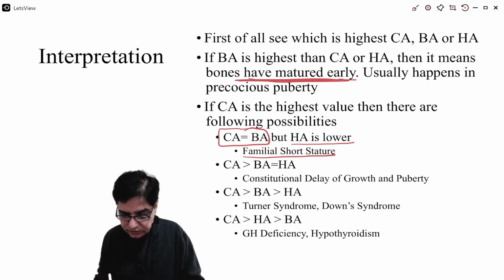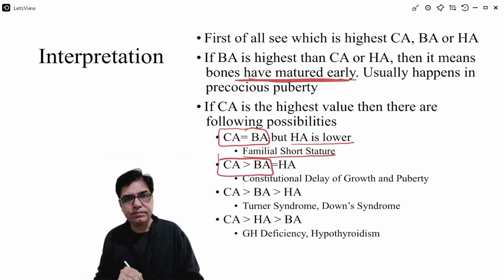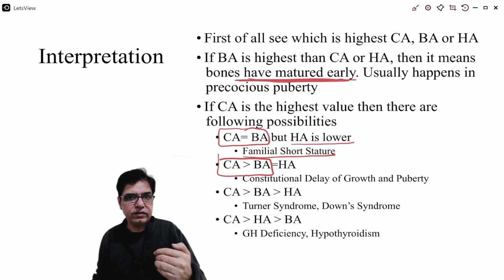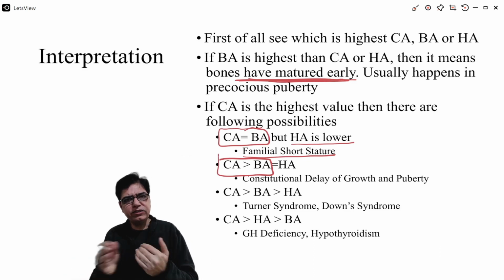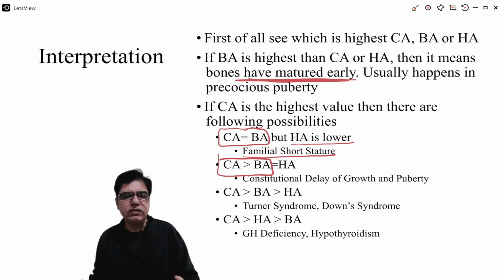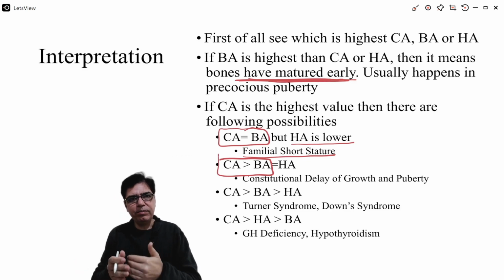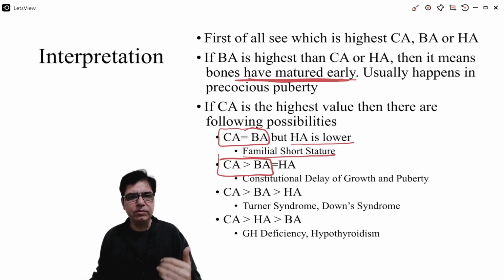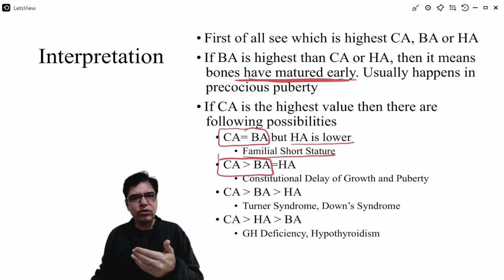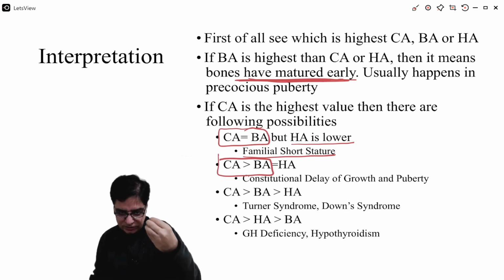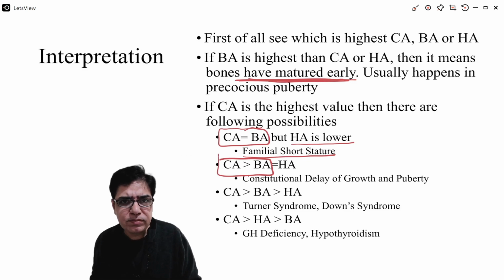If the chronological age is greater than the bone age, let's say chronological age is 9 years and bone age is 7 years, but the height age is equal to the bone age, it simply means that this child is trailing a bit behind. So it simply means that the bone age and the height age are sort of corresponding to one another, but the chronological age is slightly more. So they are actually what we call a late bloomer. The term that is used for that is constitutional delay of growth and puberty.